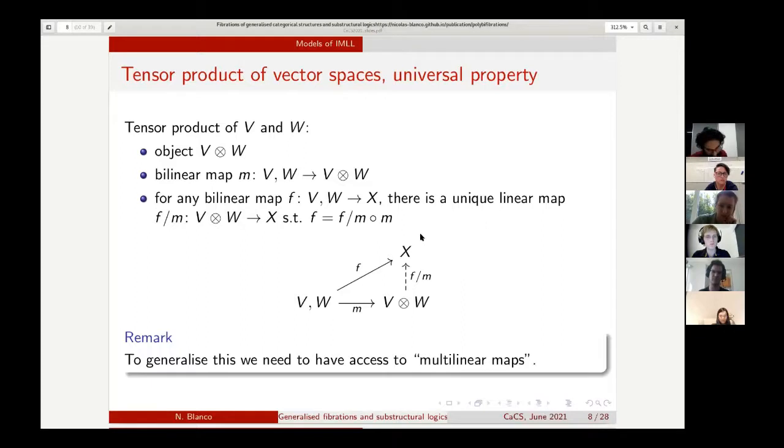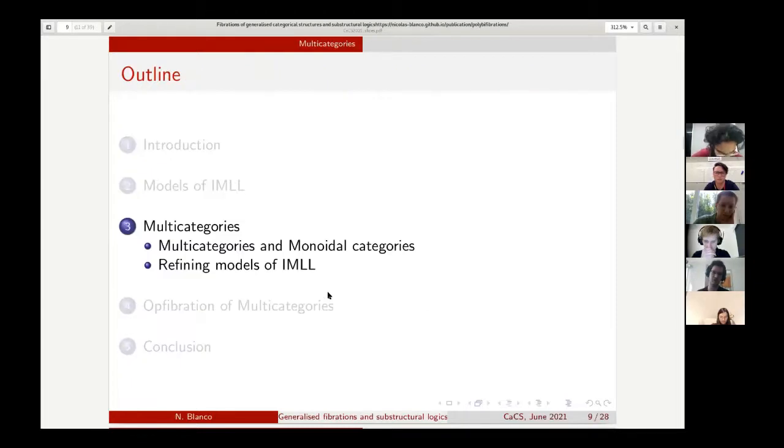And the idea will be, is there a way to generalize that? If we can easily define what a bilinear map is, can we infer from that what should be the notion of monoidal structure or the notion of tensor product in our category? To do that generally, we need to have access to this notion of multilinear map, or of map with multiple inputs, which is not the case in a category. A category just sees maps that have one object in the domain and one object in the codomain. So this is why we want to go to this notion of multi-categories.